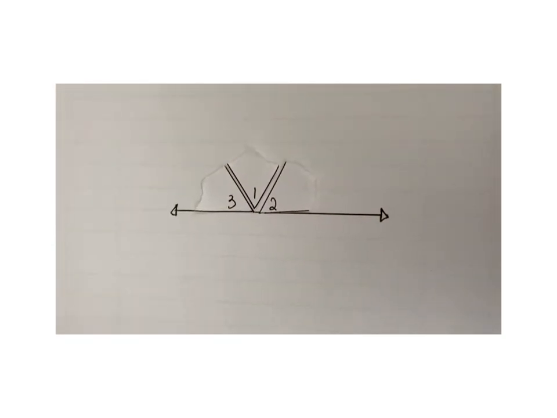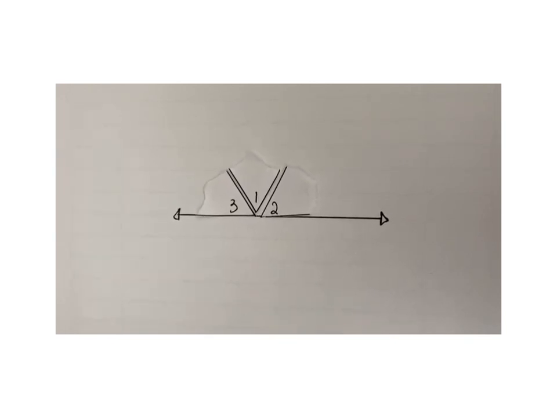So as you can see, they form a straight line, and a straight line equals 180 degrees. So all of these angles together form a supplementary angle.